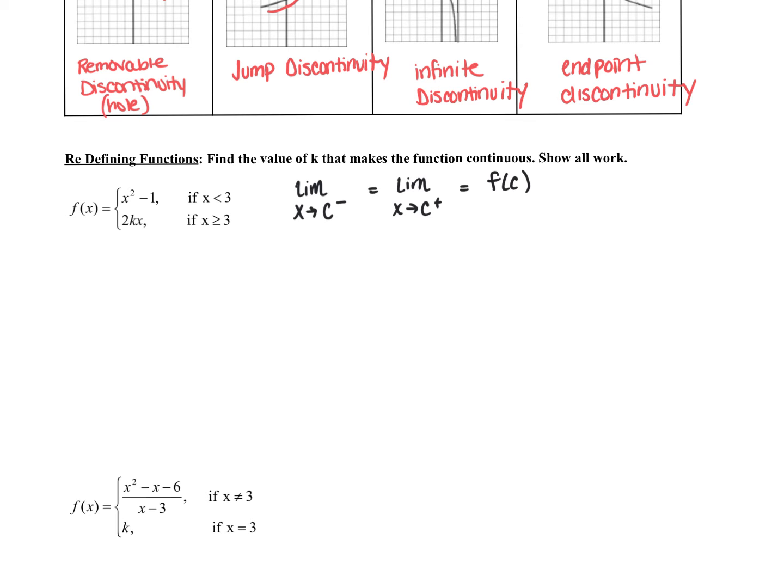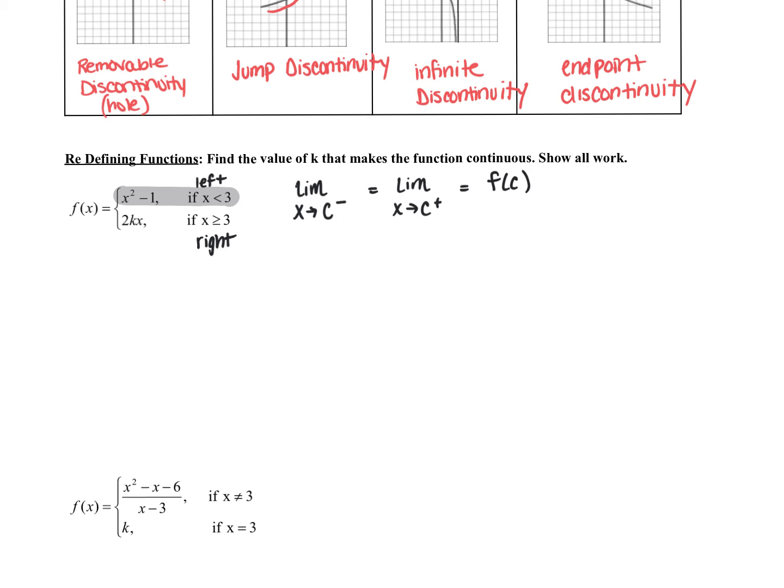So what we're going to do is we're going to separate this piecewise function into two pieces. So as x is less than 3, we know that this is the left side of the graph. And as x is greater than or equal to 3, this is the right side of the graph. So if I want to find the limit as x approaches c from the left, or as x approaches 3 from the left, we're going to plug into the top function.